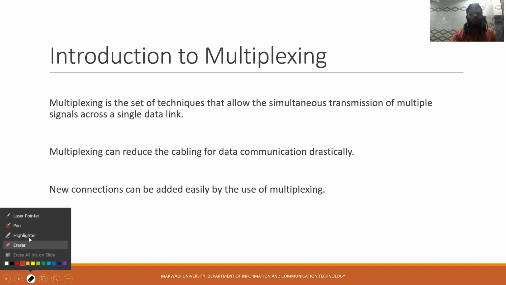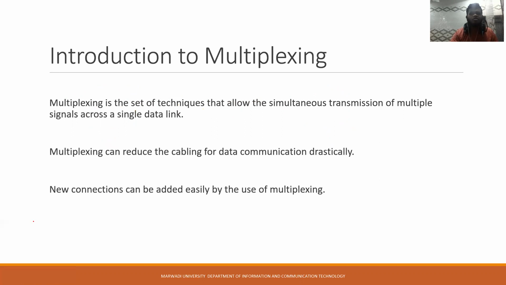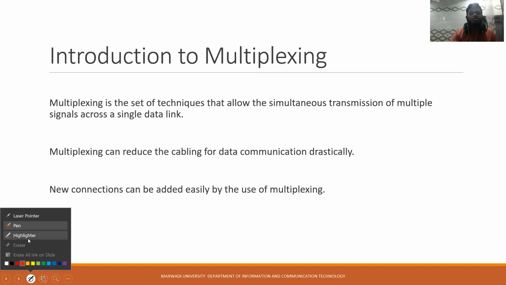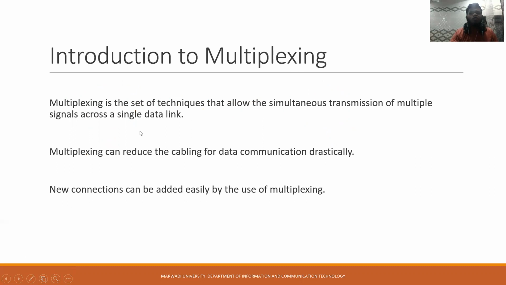We will see one of the multiplexing techniques, time division multiplexing, in detail. First, we will see the advantages of multiplexing. Just like we saw, it decreases the amount of cabling required very drastically. One more advantage is that we can add new connections easily. If there's a new user on the telephone network, all we need to do is add the user, and there is no extra cabling required between the two cities.